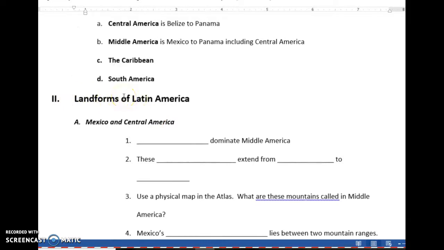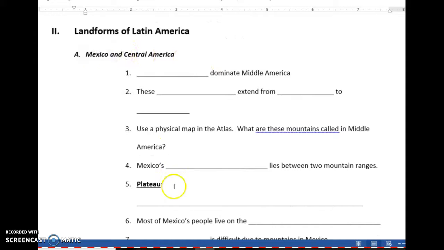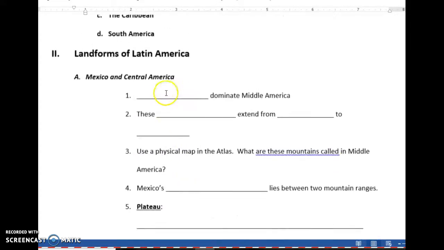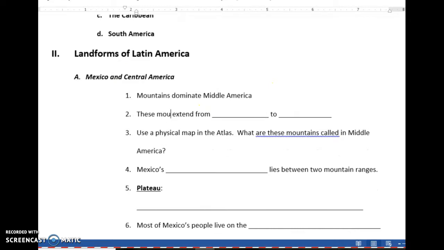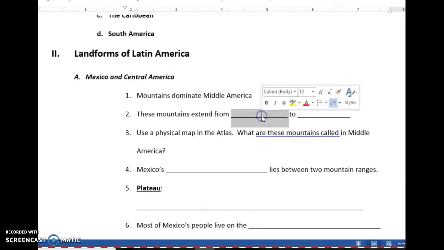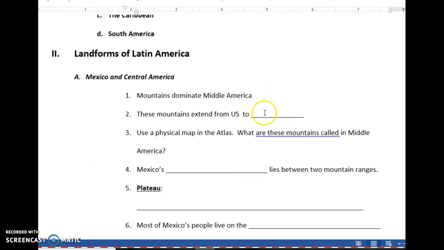So there are 2 main headings, landforms and waterways. Landforms we already discussed are arranged by location. So this entire letter, all of this information is about the location. And throughout Mexico and Central America, which is Middle America, mountains dominate. They are the dominating landform. And these mountains extend from the US all the way to South America.